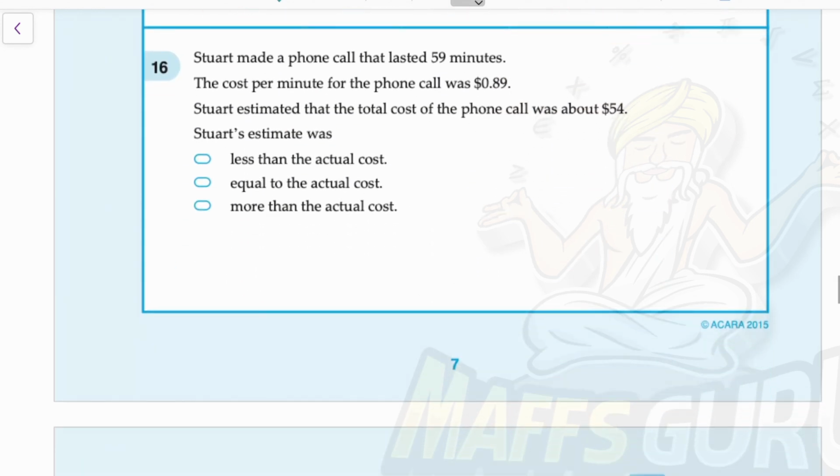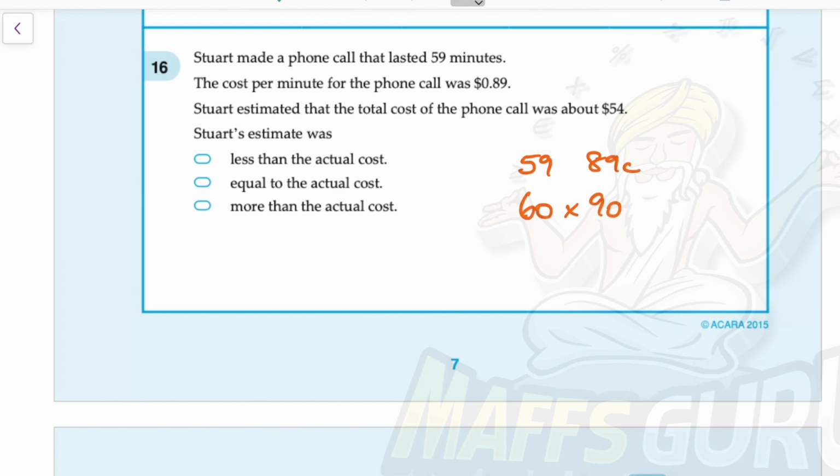Stuart made a phone call that lasted 59 minutes. The cost per minute of the phone call was 89 cents. Stuart estimated the total cost of the phone bill to be about 54. Stuart's estimate was, well, first things first, let's see. 59 minutes at 89 cents per minute. Well, I'm going to round that to 60 times 90.